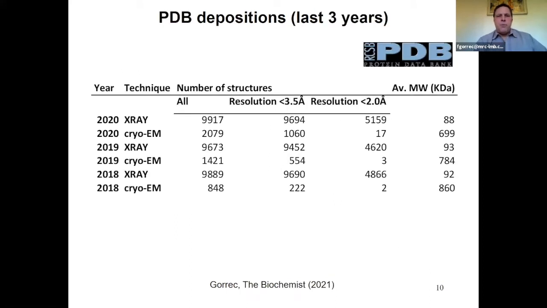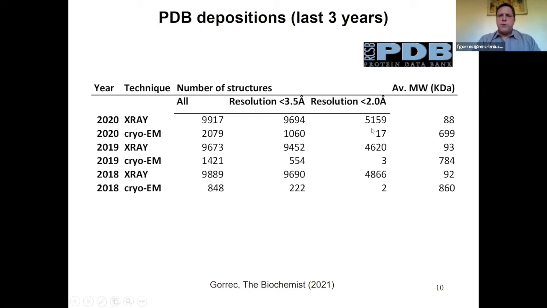Now, here is a bit more fresh data, which is over the last 3 years. I looked at the depositions in the PDB of structures with the X-ray method compared to the cryo-EM method. And as you can see, the overall number of structures for X-ray over time is still solid. So there are not fewer structures solved, and still a lot of effort put into that, rather than obviously the cryo-EM structures on the rise.